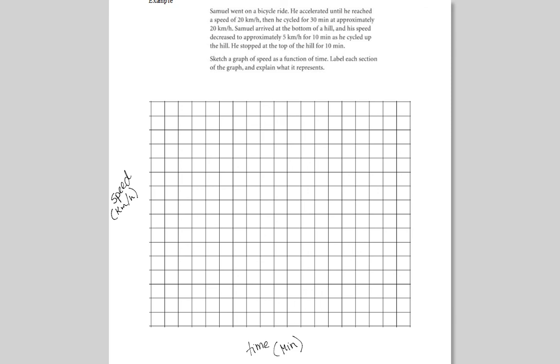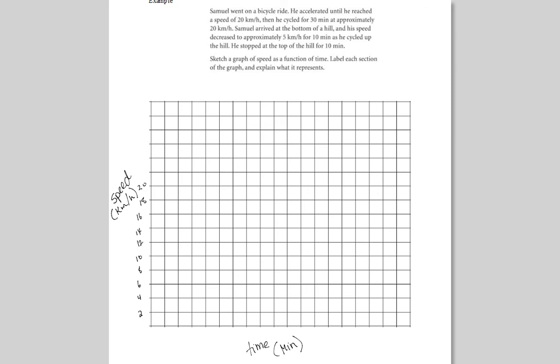All right, now we need to think about what these scales are going to look like. So what's the maximum speed he gets to? 20. And then he gets to a hill and his speed decreases, so it drops. So we only need to get up to 20. So what kind of a scale do we want to fill this graph? 1, 2, 3, 4, 5, 6, 7, 8, 9, 10, 11, 12, 13. So doing ones is not going to help us. Do twos. 2, 4, 6, 8, 10, 12, 14, 16, 18, 20.